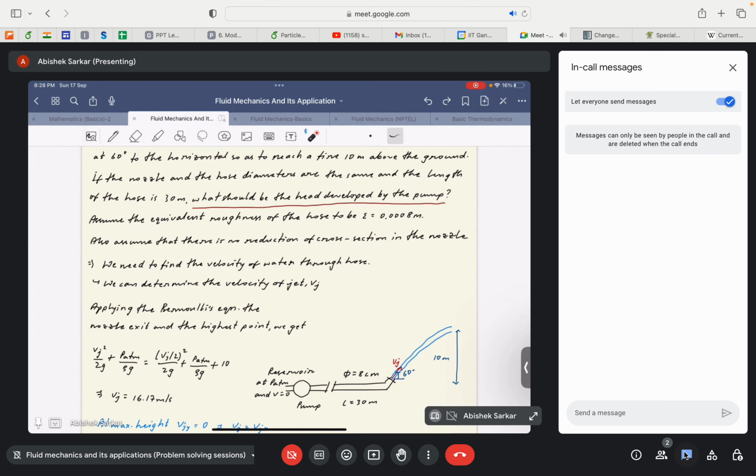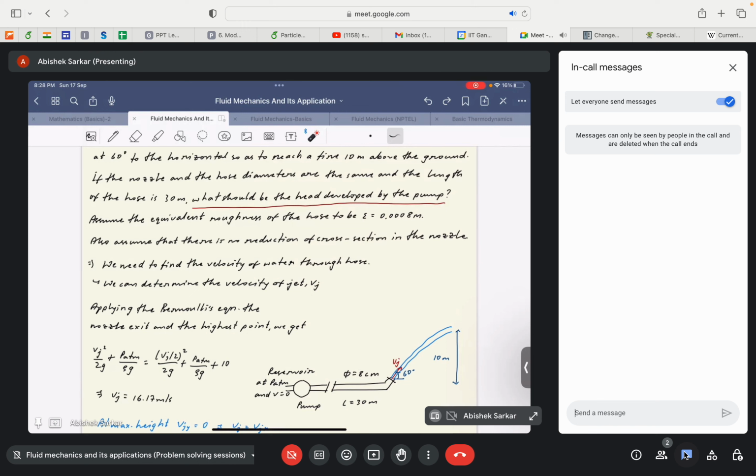Okay, so we need to find the velocity through the hose. And one more thing, the equivalent roughness of the hose is given as 0.0008 meter. Okay, and we also assume that there is no reduction in the cross section of the nozzle. This is already given in the question, that the nozzle and the hose diameter are the same.